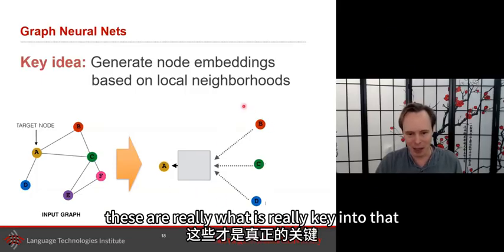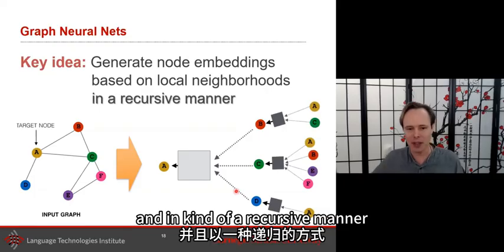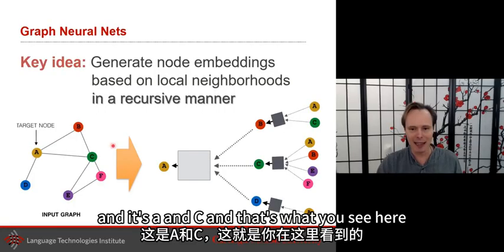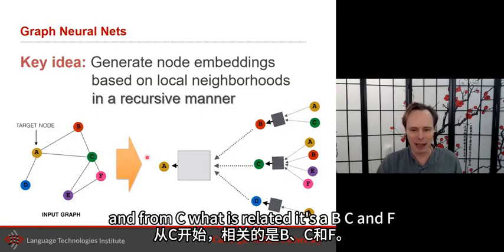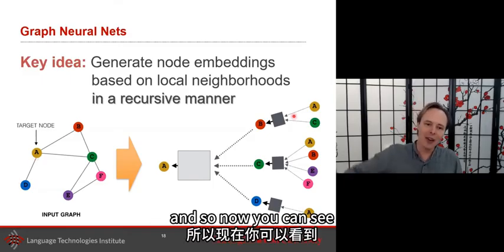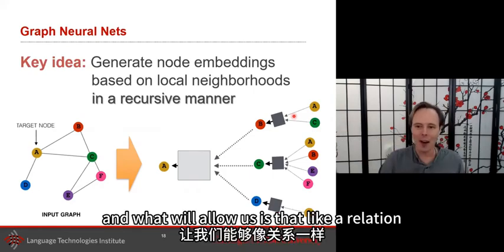These are really what is key into that. But we'll make it multi-layer and in a recursive manner. Going from A, I can say from B, what is related to B? It's A and C. And that's what you see here. And from C, what is related? It's A, B, C, E, and F. And what is related to D? Only A. And so now you can see that recursion going on.